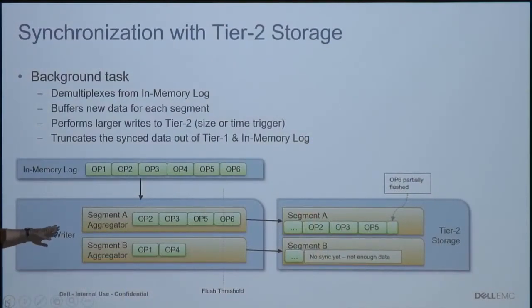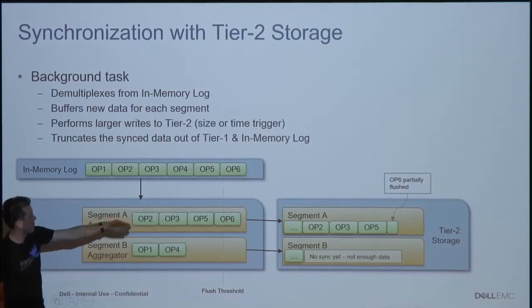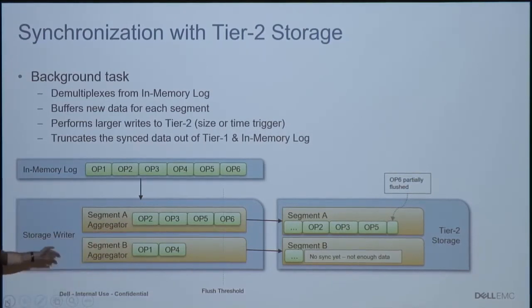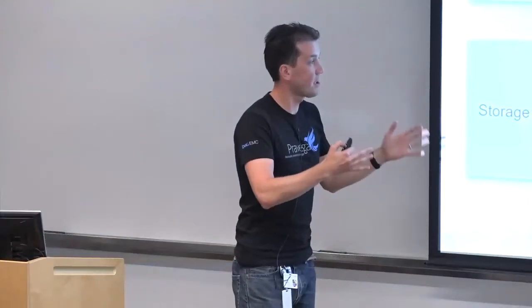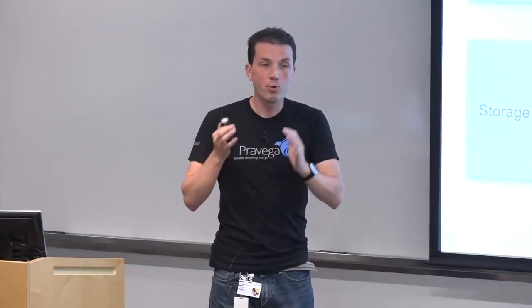So let's look at two different segments. You have A and B. And let's assume that these operations are actually writes. So let's say you have four writes for segment A and two for segment B. And the threshold for flushing is wherever that line is. Now, in this case, we have enough data that we've accumulated from segment A, so we can make a large write to tier two. Like Shrikant said, we're optimizing for small writes.